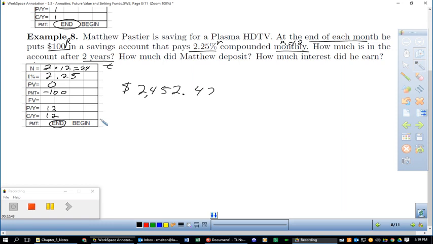So we really need to see how much he actually put in there because we don't know straight from this. Okay, so that's where the contributions, how much did he deposit? Well, he put in $100 12 times a year for 2 years. So 100 times 12 times 2. So he actually put in $2,400. There's his contribution.